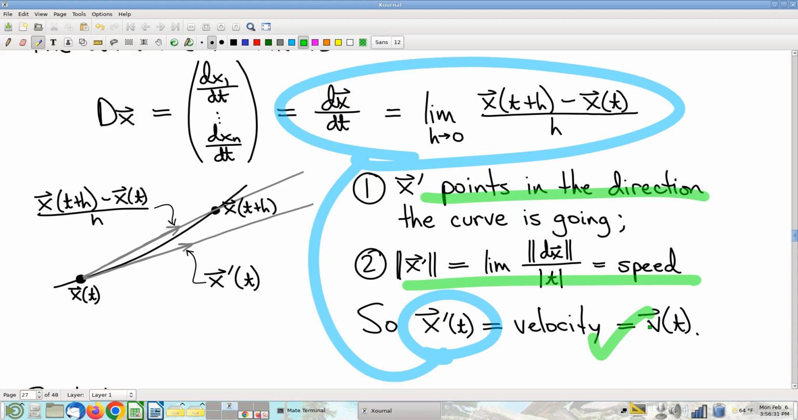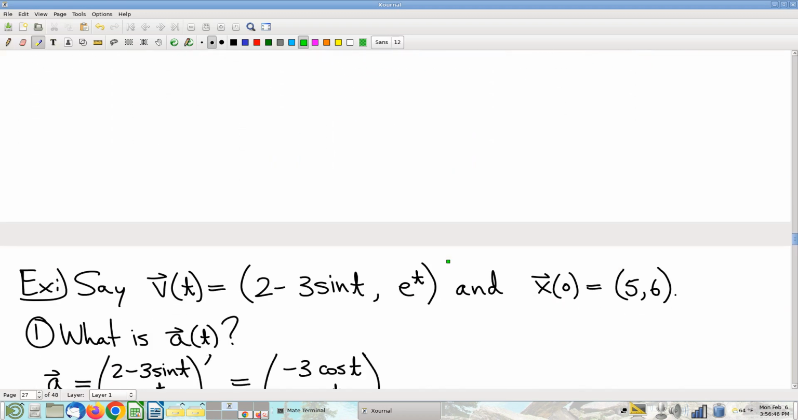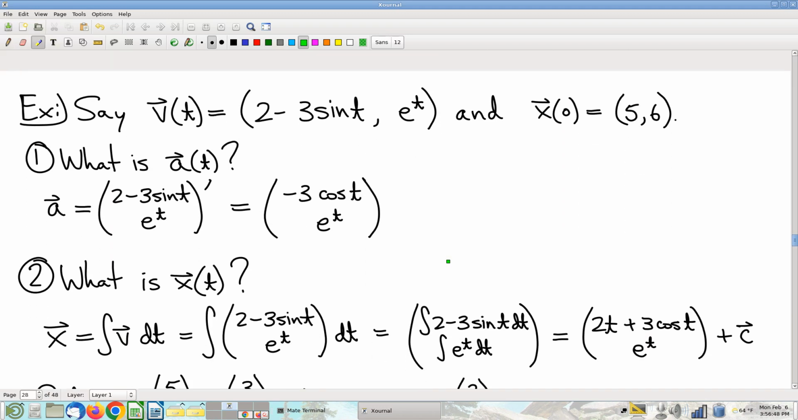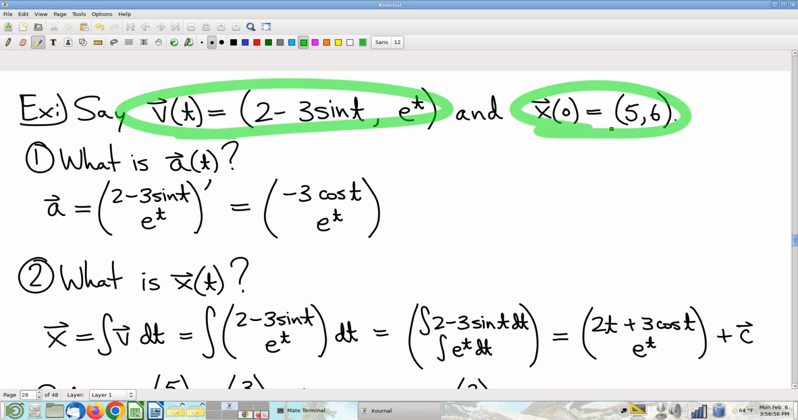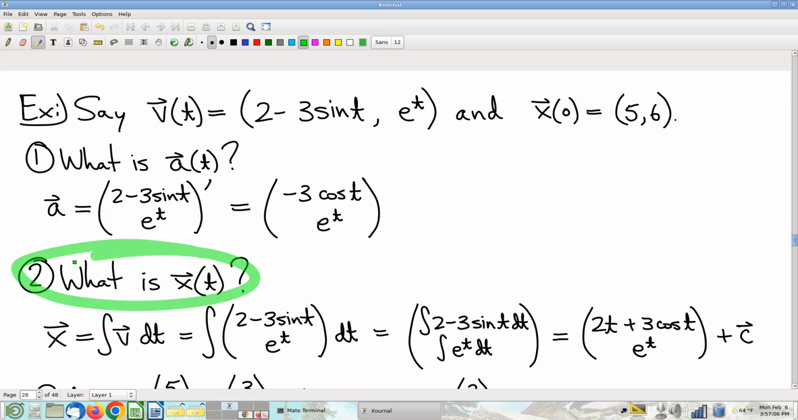And likewise, we define the second derivative, namely the derivative of the first derivative. The derivative of the velocity is acceleration. So yes, just like in single variable calculus. In fact, this next example is going to remind you pretty substantially of some single variable calculus examples. So here we go. We've got a velocity given to us, and we've got a starting point. At t equals 0, we know where we are. Let's do two things. First, let's find the acceleration, and then second, let's find the position function.